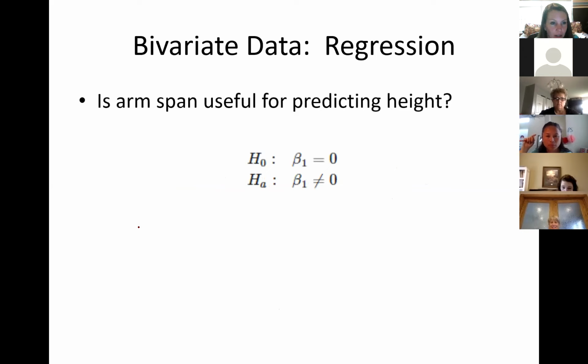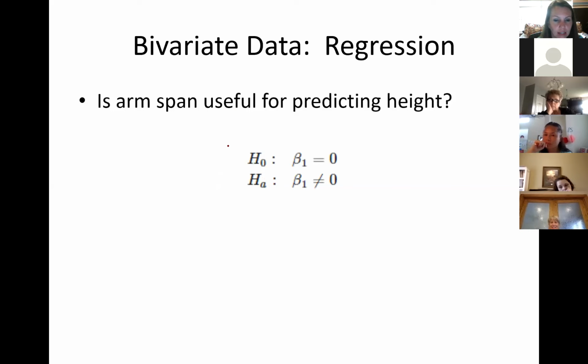Now, the next thing we want to do is start statistical inference on our model. If we want to know, is arm span useful for predicting height? Well, we can do a test on the slope. Because if your line has a slope, then that would indicate that X would be useful for predicting Y, that there is a correlation between X and Y. So they're all interrelated: the slope, the correlation, and whether or not one variable is useful for predicting another, they're all tied together.